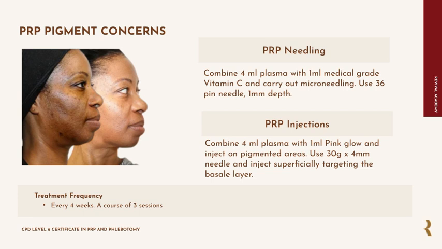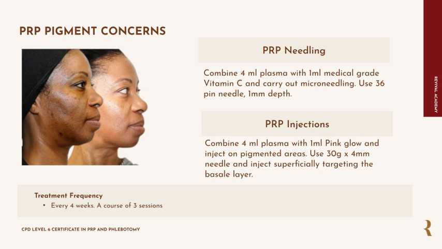When you do the microneedling with the PRP, you want to combine about 4 ml of the plasma with 1 ml of the medical grade vitamin C. You want to add vitamin C to boost the actual properties of the plasma, and the vitamin C is really brightening, so it works really amazingly on anyone with a darker skin tone or anyone with a pigmentation concern. For the needling, you will want to use a 36 pin needle, and you're going to do about a 1 millimeter depth. Be quite careful with the microneedling. Do not overwork the area, as you have to be quite cautious with the darker skin types, as you can cause more damage if you do overwork the area.